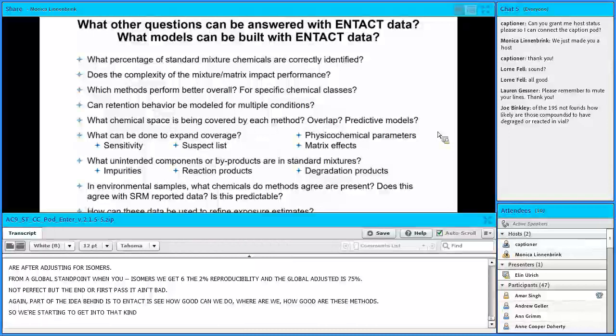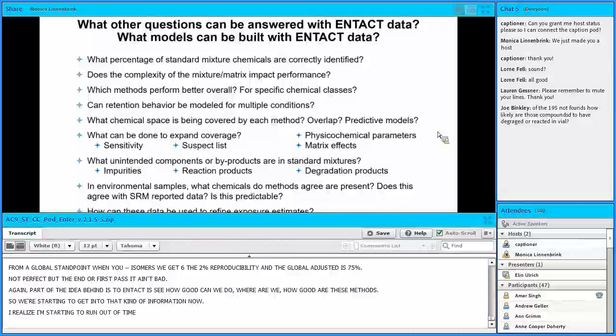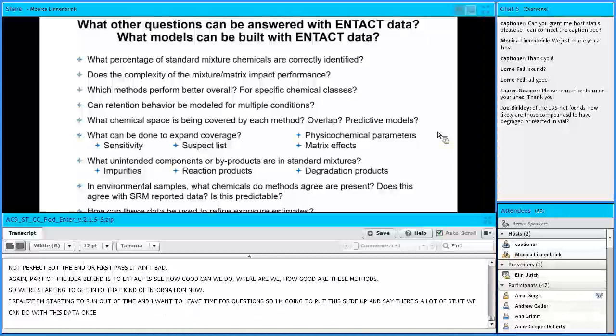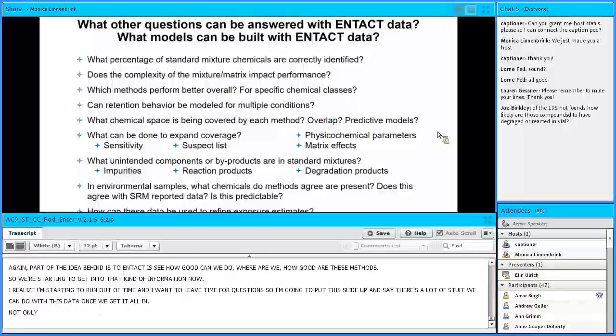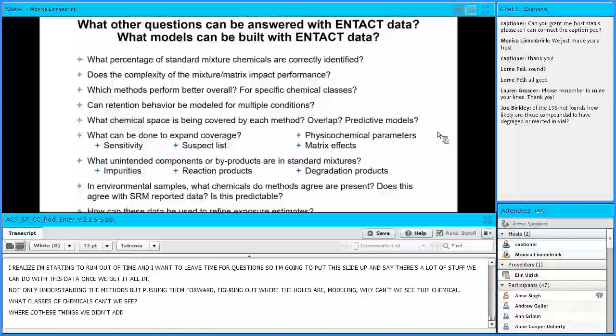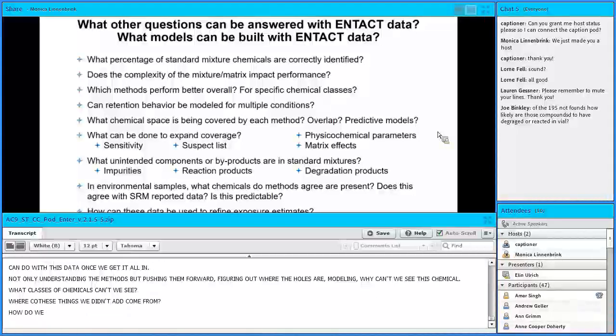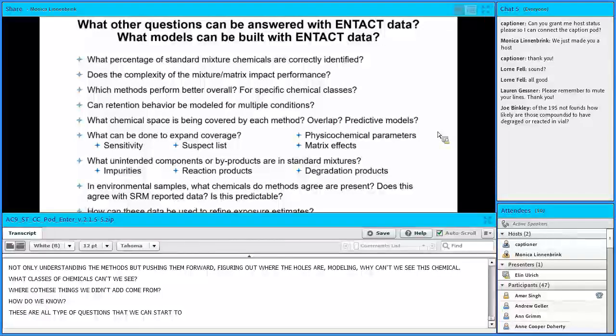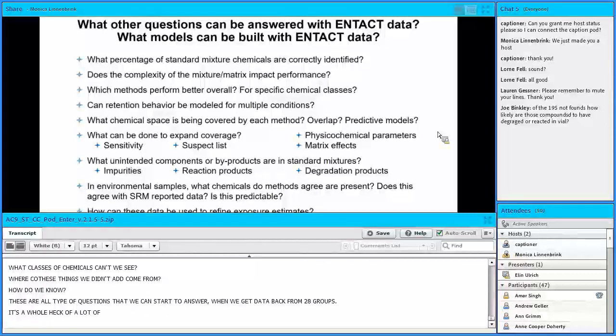I realize I'm starting to run out of time and I want to leave a little bit of time for questions, so I'm going to put this slide up and say there's a lot of stuff that we can do with this data once we get it all in. Not only understanding the methods, but pushing them forward, figuring out where the holes are, modeling. Why can't we see this chemical? What classes of chemicals can't we see? Where did these things that we didn't add come from? And how do we know? These are all the types of questions that we can start to answer when we get all the data back from 28 different groups. It's a whole heck of a lot of data, and I feel like if I wanted to, I could probably spend the rest of my career staring at this data. So a long list of things that we can use this data for.